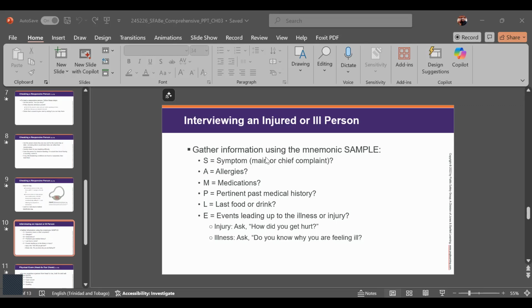E, events leading up to the illness or injury. What was the person doing leading up to this condition? SAMPLE gives us pertinent, critical information now, so we can have a nice understanding of what is going on. Now, when the EMT arrives with the ambulance, they will ask questions along the lines of SAMPLE here, but they may ask a lot more. That's okay.